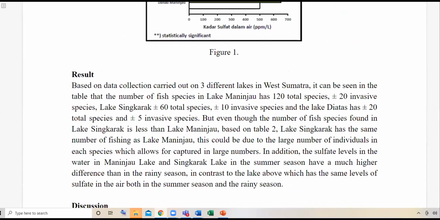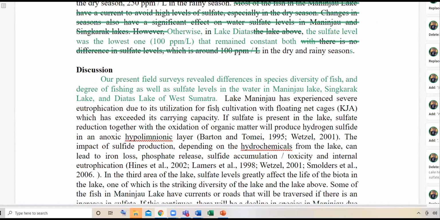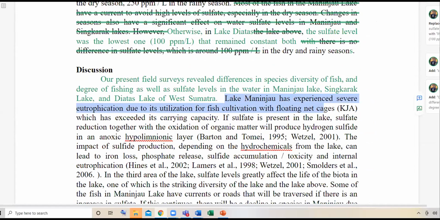So, okay, let's check Ryan, for example. Here I suggest Ryan. Ryan also starts with these interpretations of the data, the same as Nasha previously. He started with the statement, "Lake Maninjau experienced severe eutrophication." So this is kind of your comparison, your explanation between the connection of your data with the previous study.